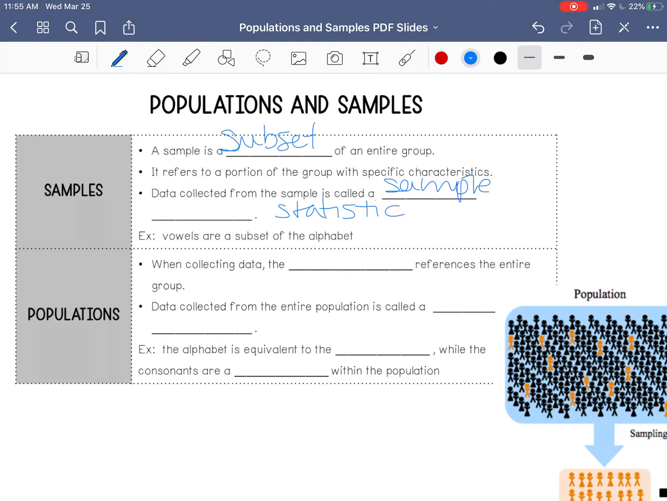A great example is vowels in the alphabet. When we pull out just the vowels, those are a subset of the entire alphabet. So that should make kind of sense to you.